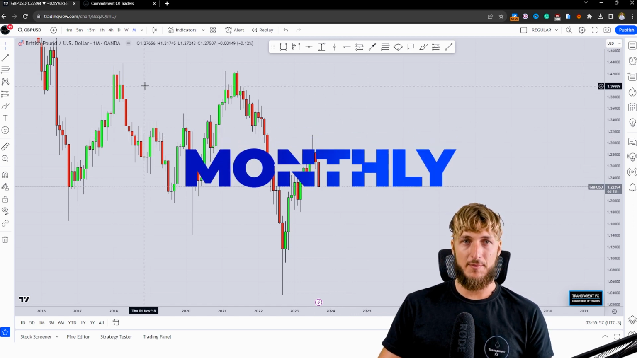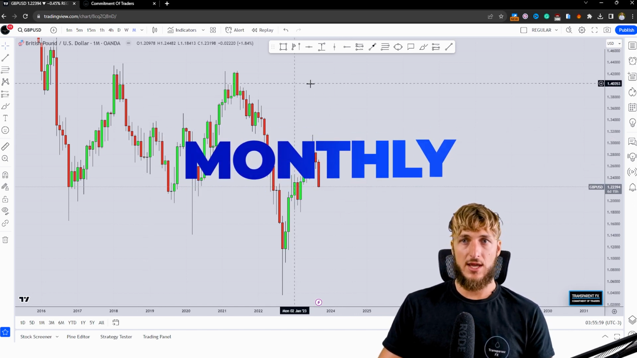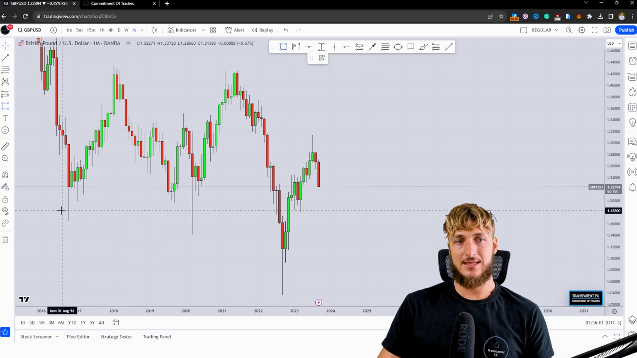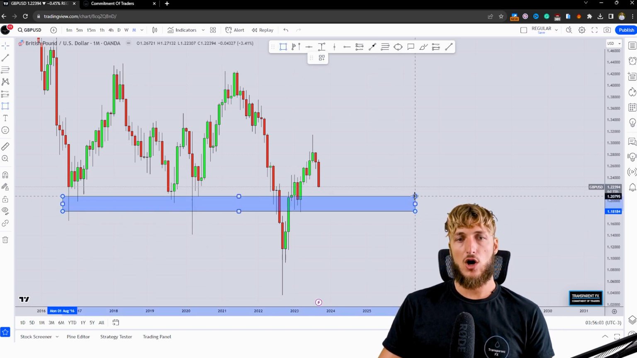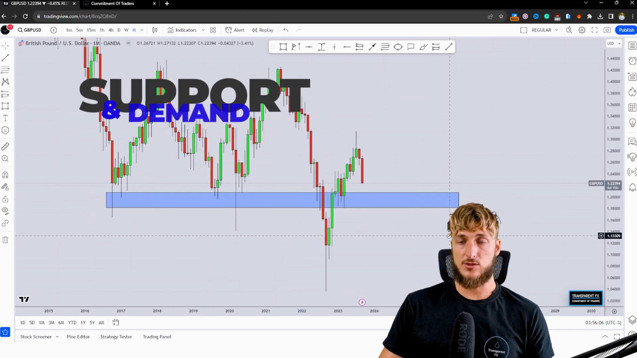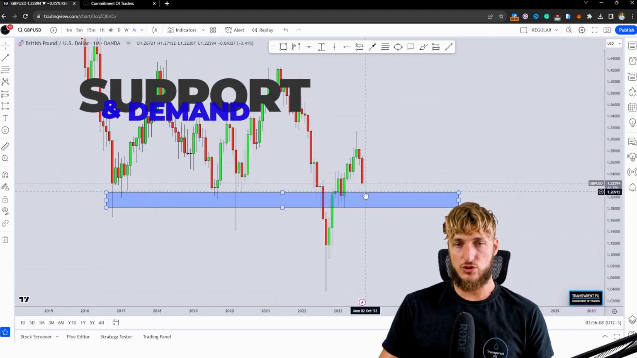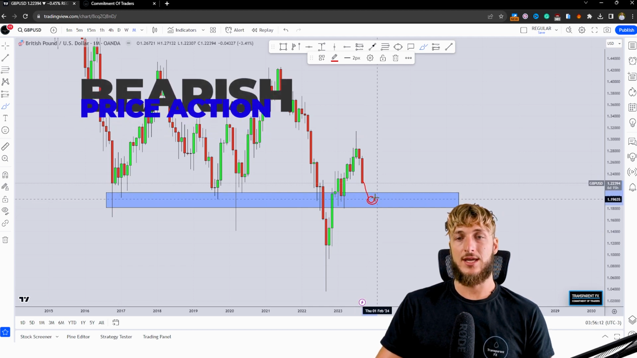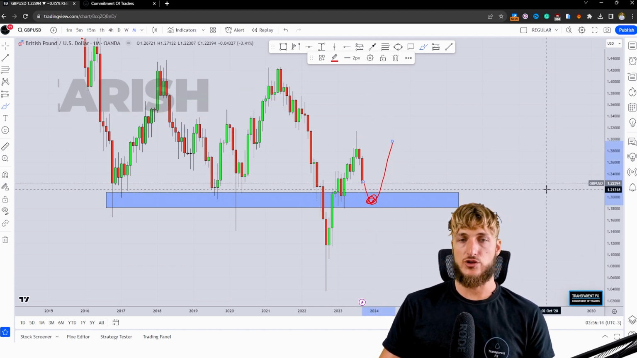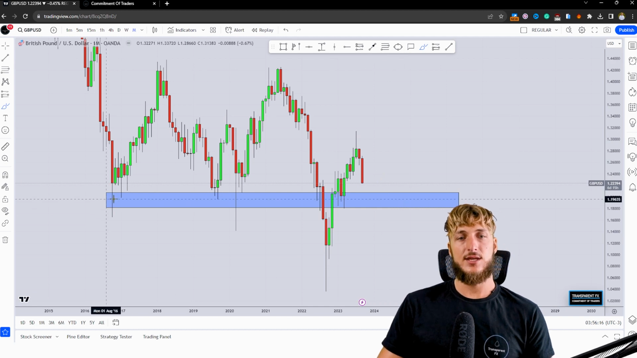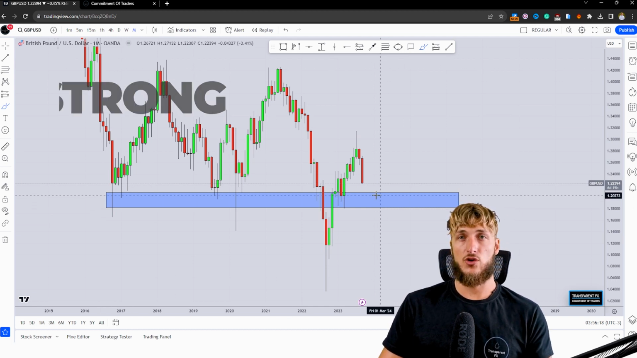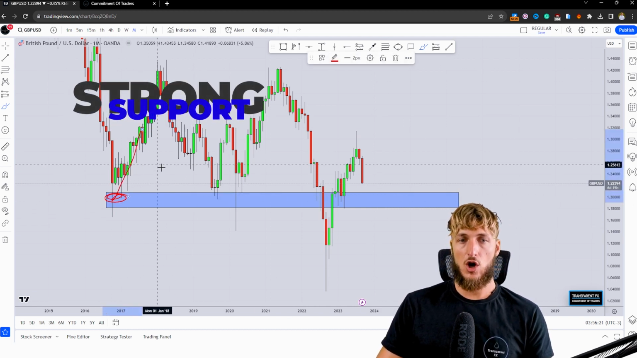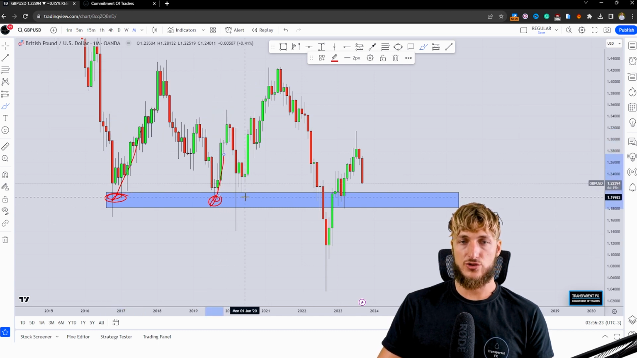Now, starting from the monthly time frame, what we can see is that we have a market which is currently testing a quite significant level of monthly demand and support. The market is currently approaching this area, so we could expect short-term bearish price action into the zone and then to see a rejection to the upside, because this historically has been a quite strong zone. In fact, from here, all these previous rejections to the upside were created. So every time the market respected this area as support.